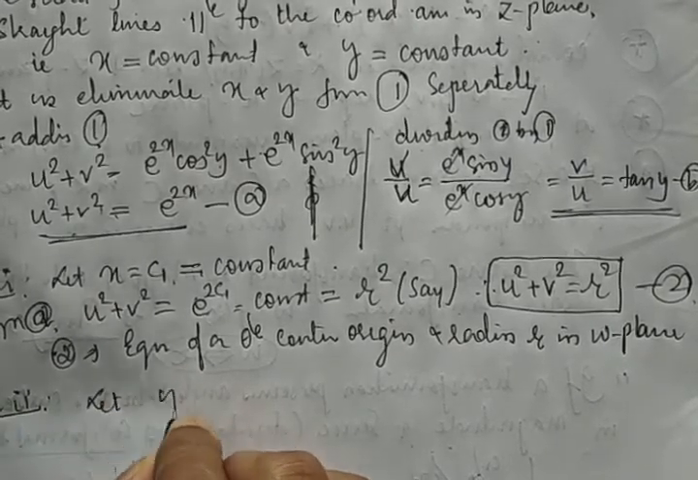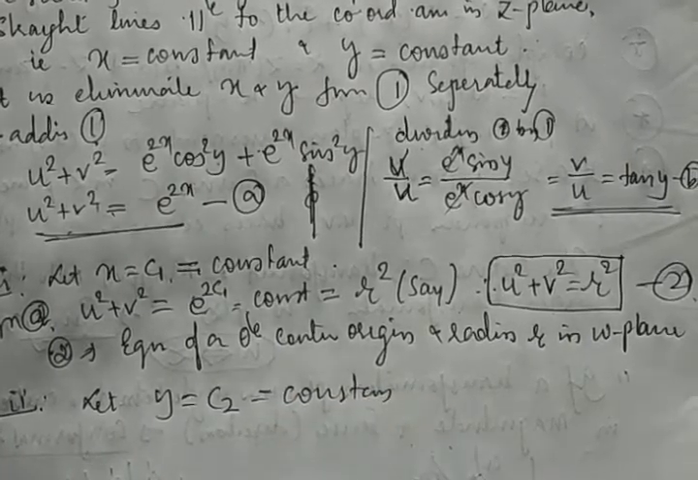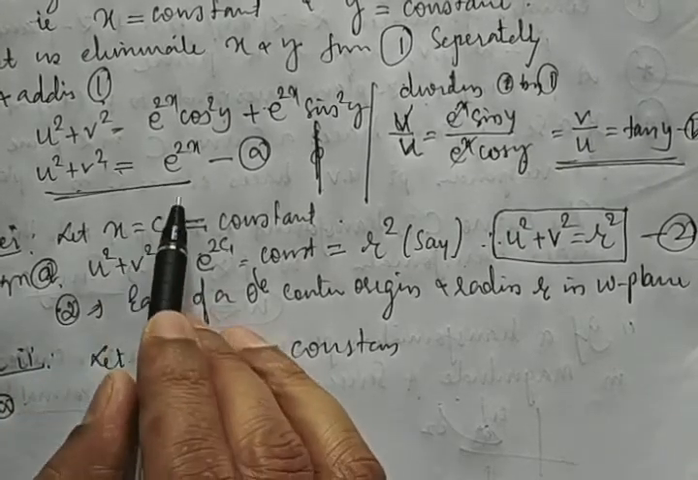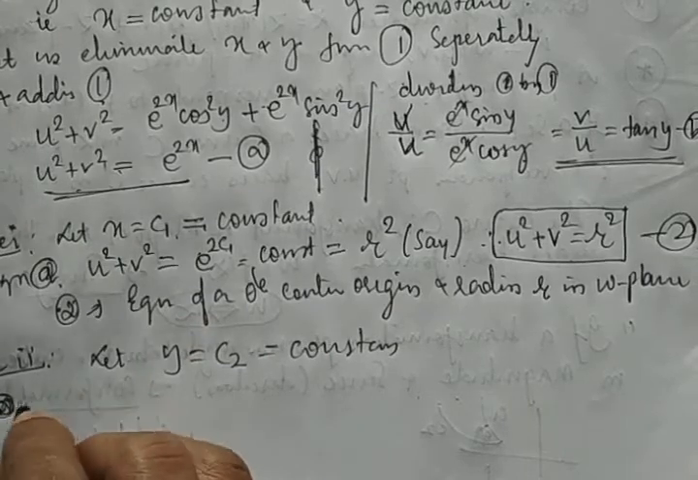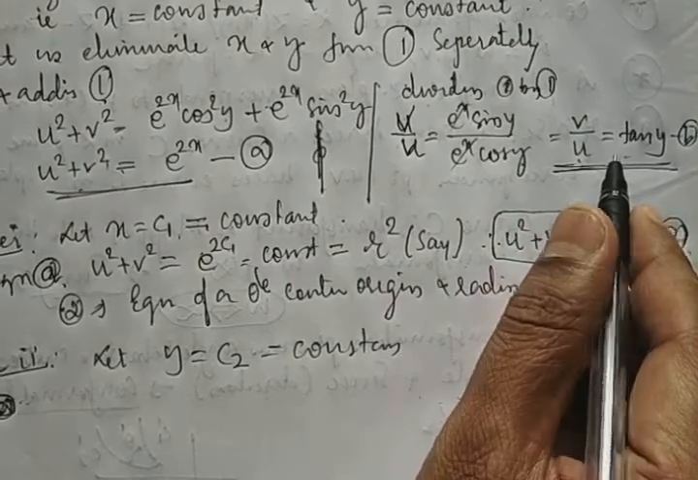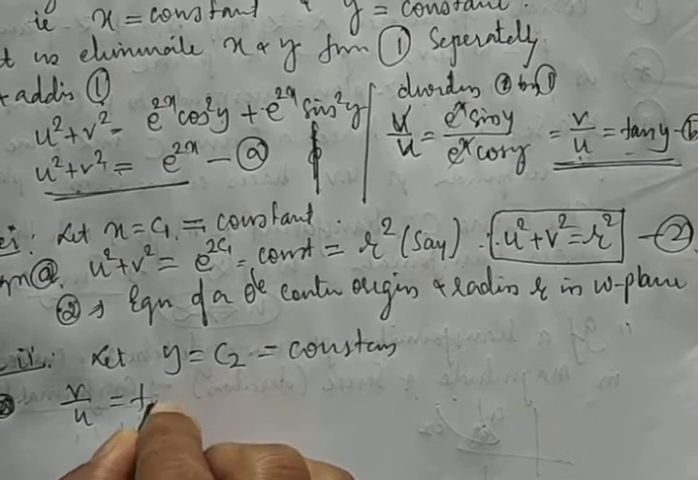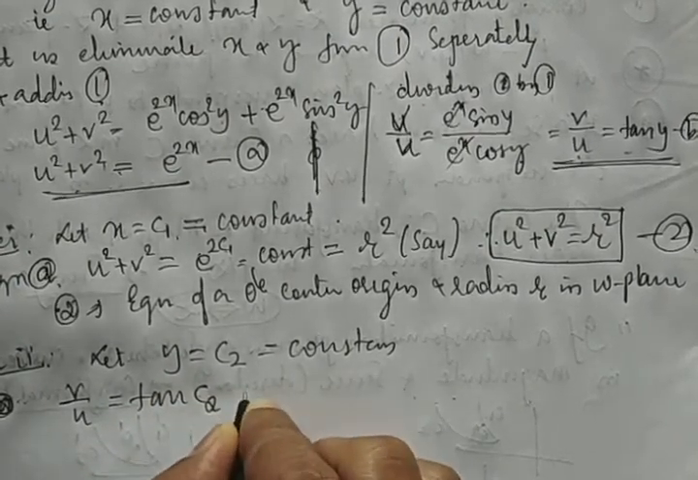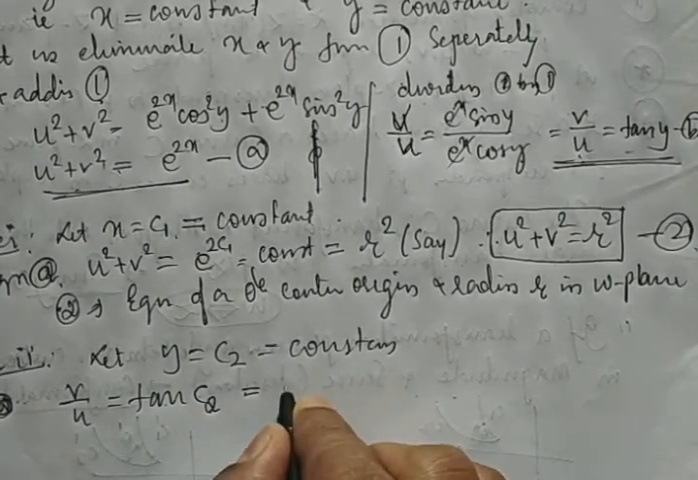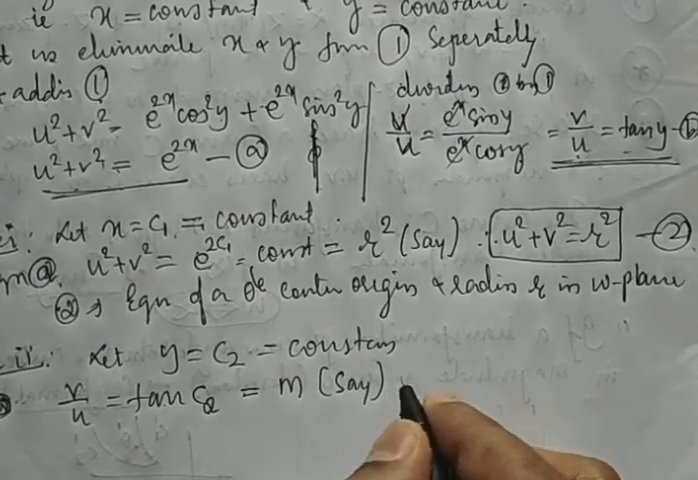In the second case we take y is equal to c2. Again c2 is nothing but a constant. Therefore equation A becomes, we will call it equation B here. Equation B becomes v by u is equal to tan y. Therefore v by u is equal to tan c2, because y is equal to c2, that we substituted. And I will take this tan c2 as m, that is, a slope of a tangent. m.